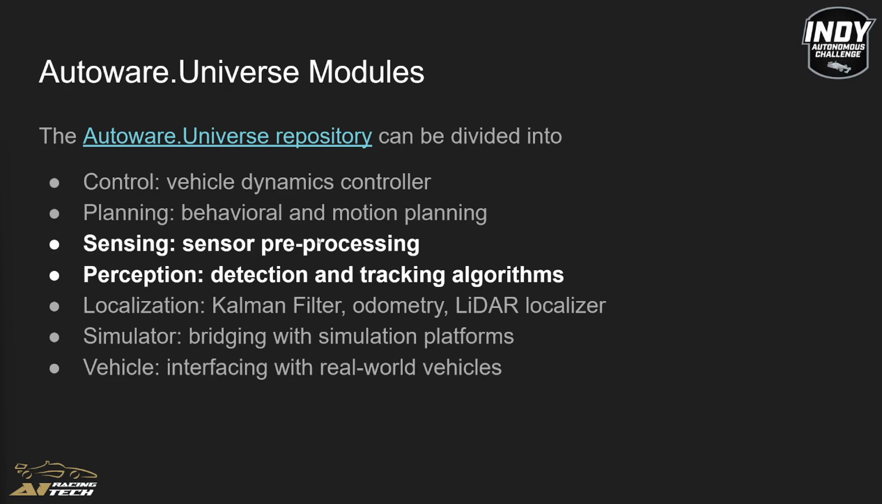So sensing is more like low-level perception, so sensor pre-processing. And perception is actual high-level detection and tracking algorithms like YOLO, LiDAR sensor points, multi-object tracking with Kalman filters, things like that. Localizations contains a bunch of localization solutions like odometries, NDT localizers with LiDARs, things like that. Simulators bridge with simulations, and vehicle folder contains packages that bridges with real-world vehicles.